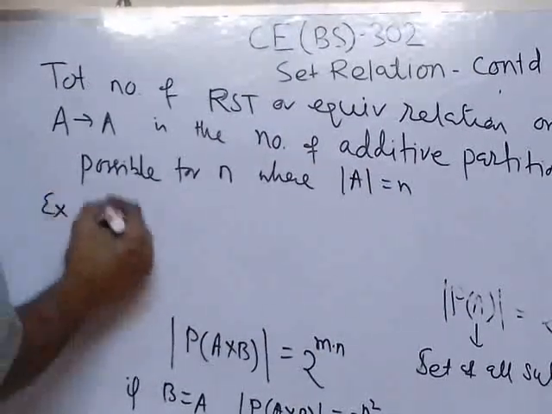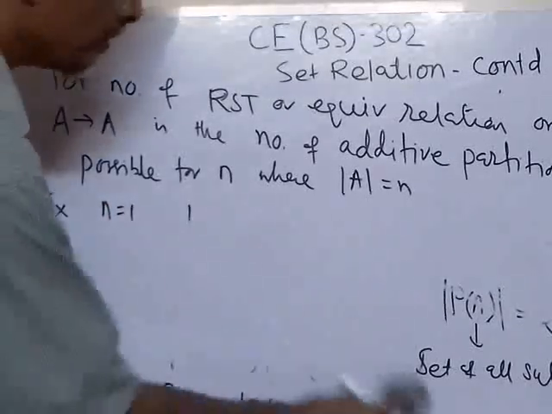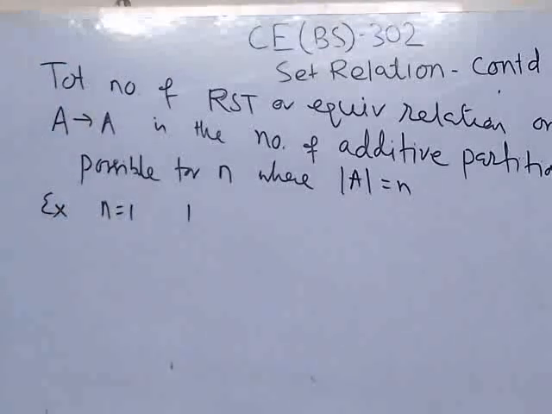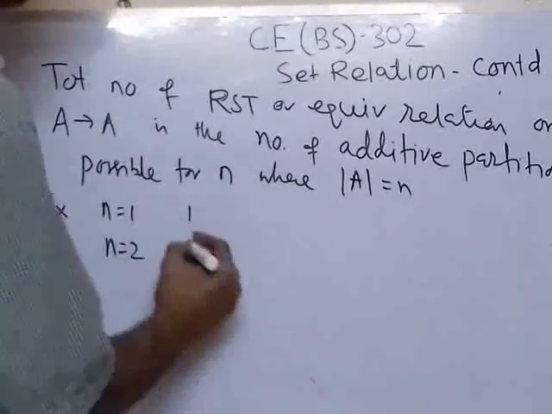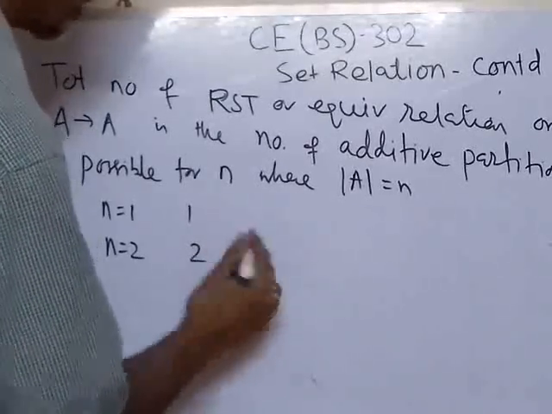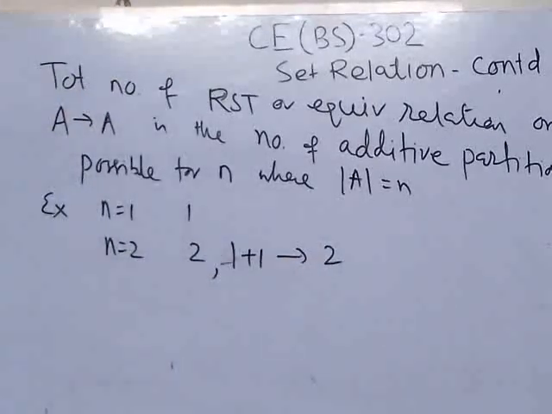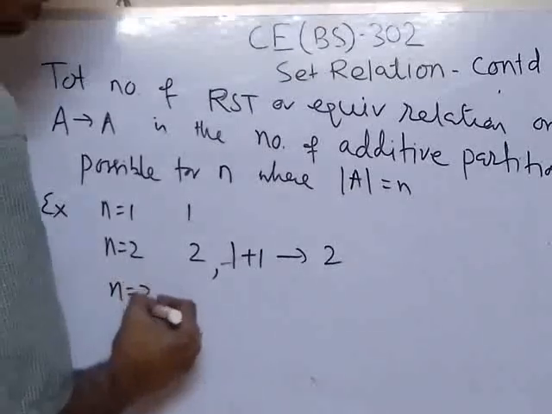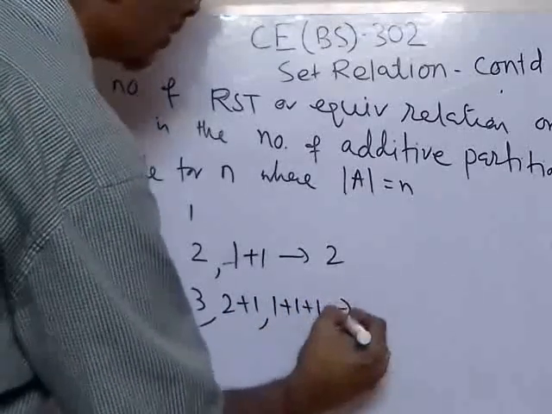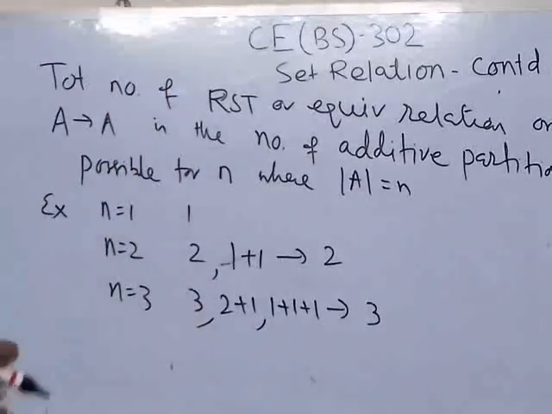An example: suppose n equals 1, trivially, then it will obviously be 1. It is a trivial case. One element can give you only one relation. And n equals 2: this can give you the partitions 2 and 1 plus 1, so the total number of equivalence relations is 2. When n equals 3, this can be 3, 2 plus 1, 1 plus 1 plus 1, so the total number of relations is 3. This is something related to the disjoint partition of the integers.